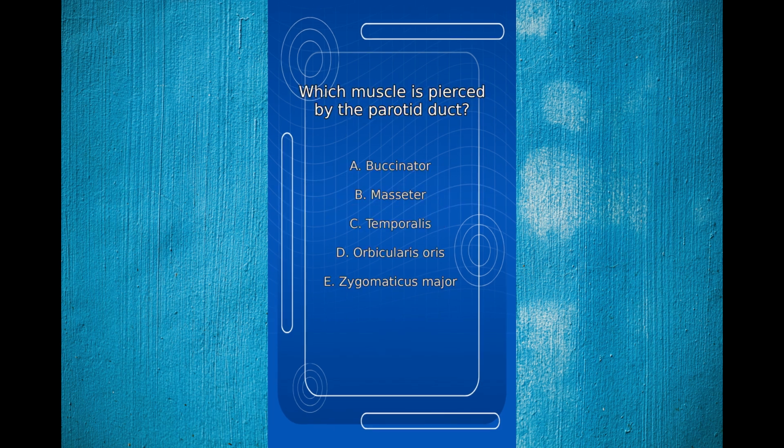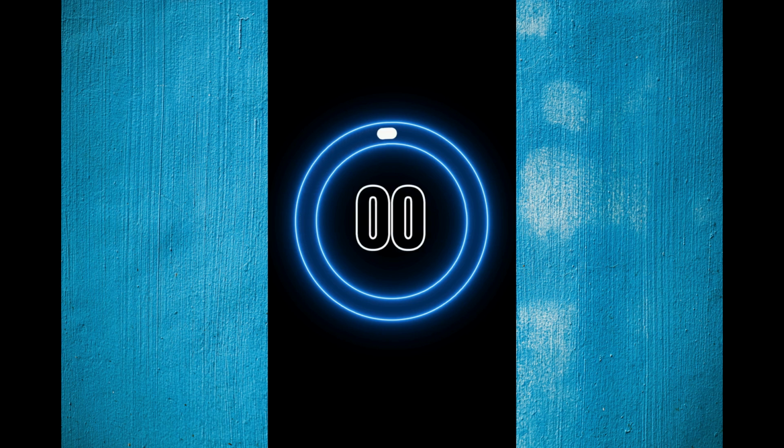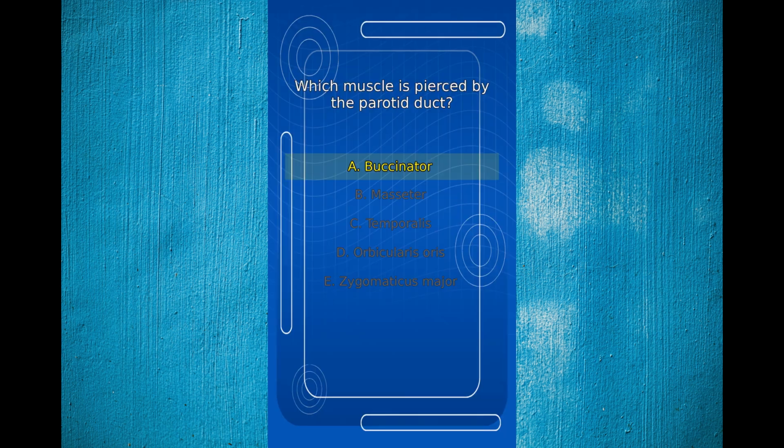Which muscle is pierced by the parotid duct? The correct answer is A. Buccinator. The parotid duct pierces the buccinator muscle to enter the oral cavity.